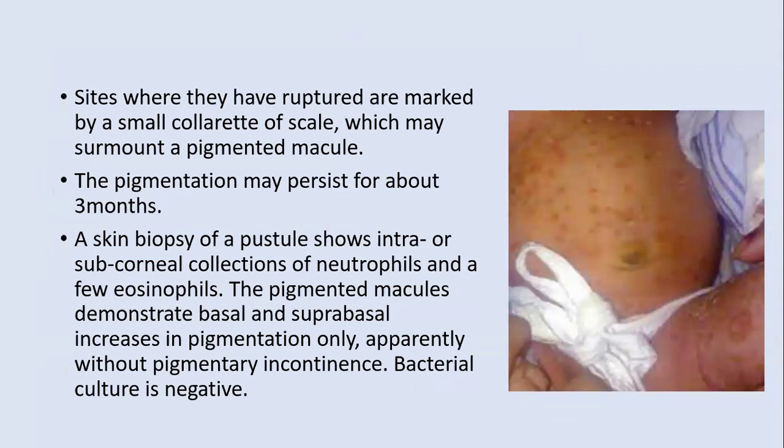Sites where these pustules rupture are marked by a small collarette of scale, which may be surmounted by a pigmented macule. Pigmentation may persist for about 3 months. Skin biopsy of the pustules shows intra or subcorneal collection of neutrophils and few eosinophils. The pigmented macules demonstrate basal and suprabasal increase in pigmentation only, apparently without pigmentary incontinence, and bacterial cultures are negative.